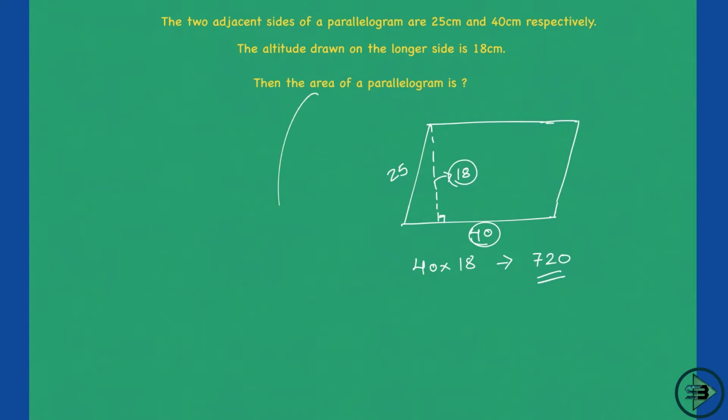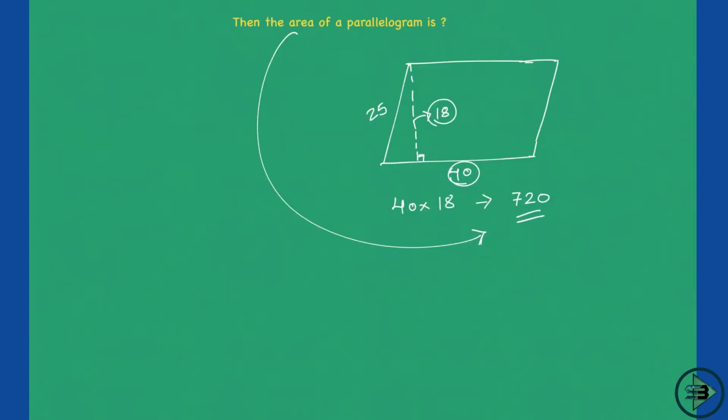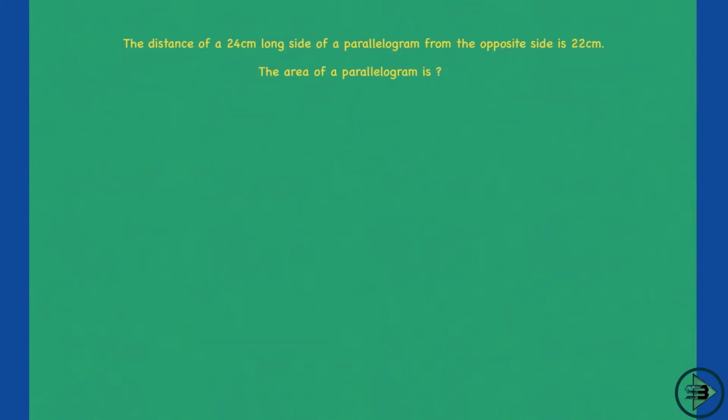720 is the area of this parallelogram. Okay, very simple. Now you can just apply the formula of base into height and reach the answer. This was very simple. Let's move on to the next.